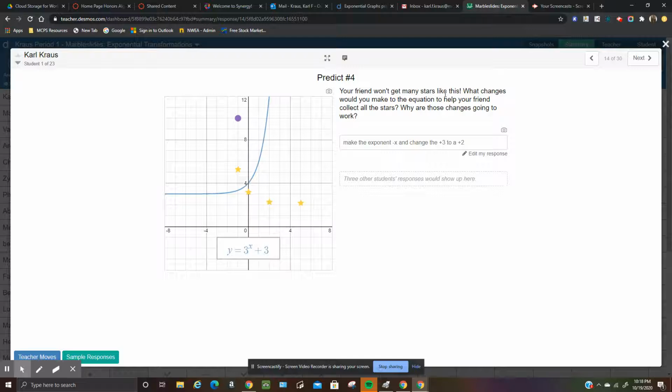So make the exponent negative x and change the 3 to a 2. So what that does is the negative reflects the graph over the y-axis, and the 3 to 2 makes the horizontal asymptote change. So that's why that works.